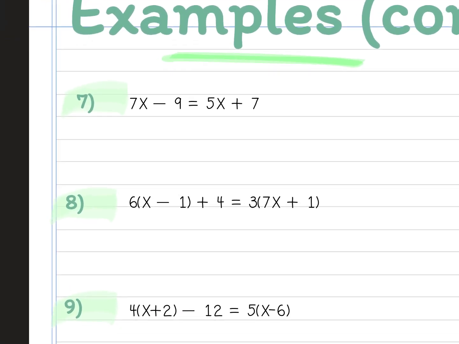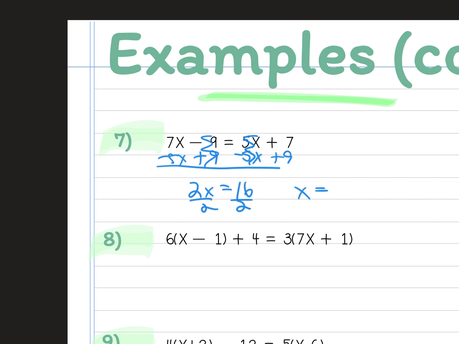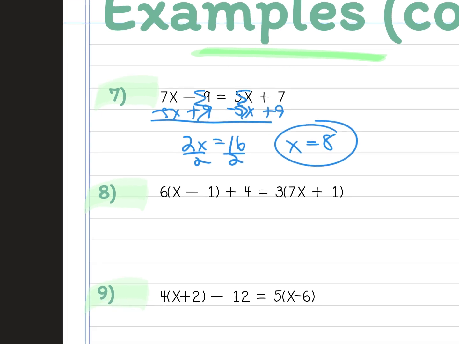All right, let's keep moving here. Again, variables on one side, numbers on the other. So I'm going to subtract 5x from both sides. And then I'm going to add 9. Do you guys agree with that? Okay, so 7 minus 5 is going to give me 2x equals 9 plus 7 is 16. Divide both sides by 2 and x equals 8. Good. Good job, good job, good job.